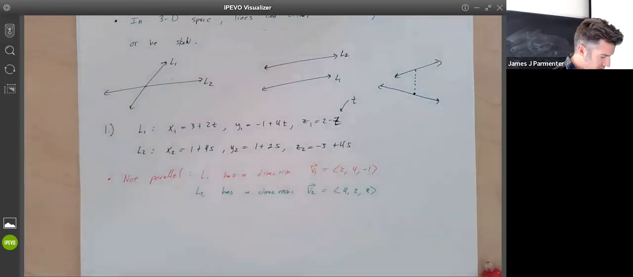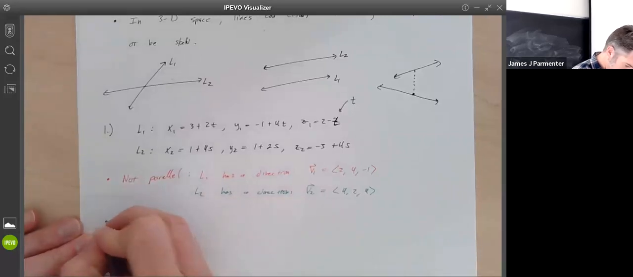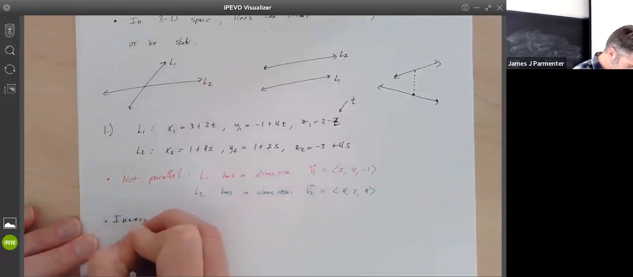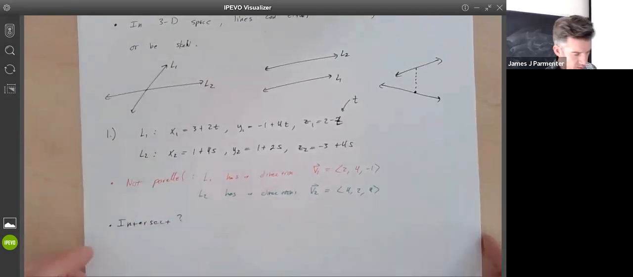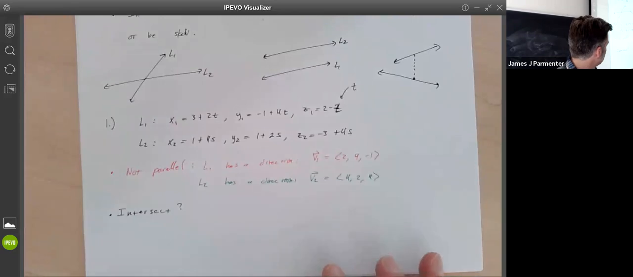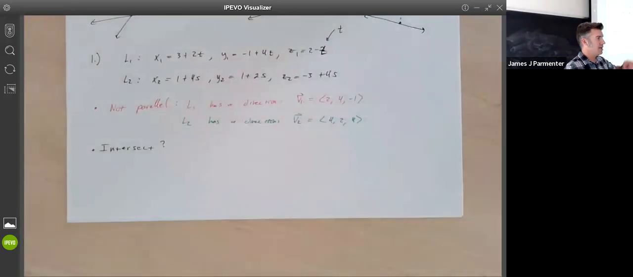Okay, so now we have to see if they intersect. Typically you do this piece by piece. First we're going to set the x coordinates equal to each other. We're going to get some condition on t and s. We're going to use that condition on t and s to then set the y coordinates equal to each other. And then we're going to get some other thing that has to be true. And then we're going to see if that's true for the z coordinates.